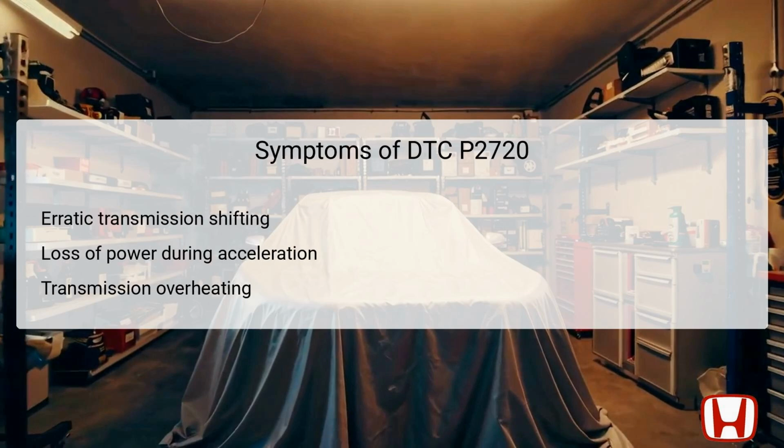The symptoms of DTC P2720 can manifest as erratic shifting patterns in the transmission, which might include unexpected delays or harsh transitions between gears. When there is an issue with the Pressure Control Solenoid D, drivers may also experience a noticeable loss of power during acceleration, making it difficult to attain desired speed.